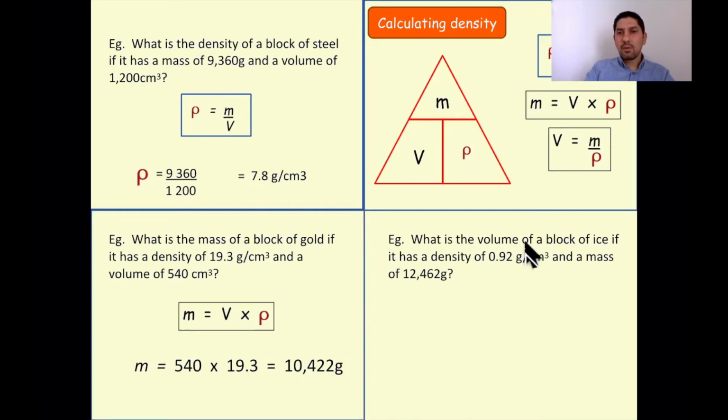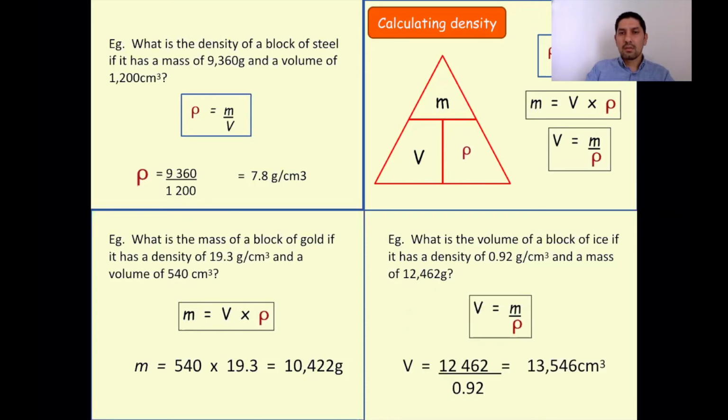What is the volume of a block of ice if it has a density of 0.92 grams per centimeter cube? As you can see, the density of ice is lower than water. And a mass of 12,462 grams. So we have been given the density and the mass, and we are asked to find the volume. So we just need to rearrange for the volume. Volume is equal to mass over density.